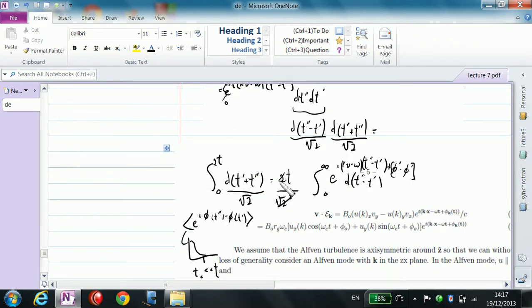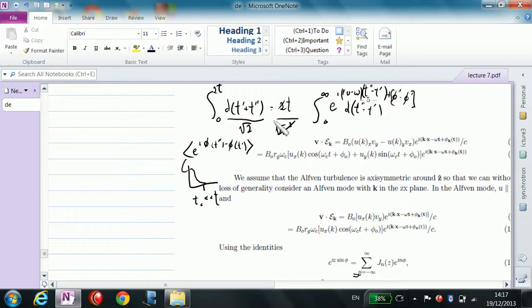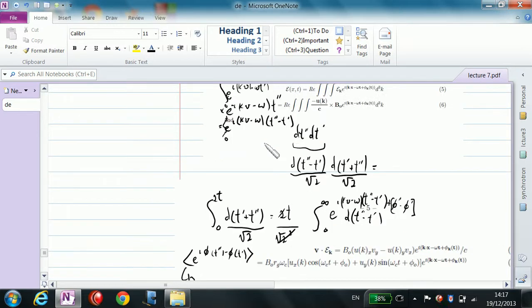And we noted that the variance in the energy diffusion is a double integral, but one integral separates out, so it ends up just being proportional to time.